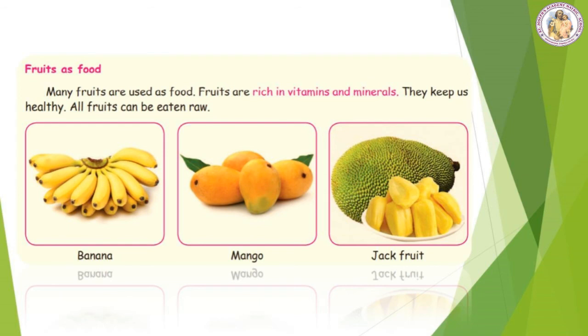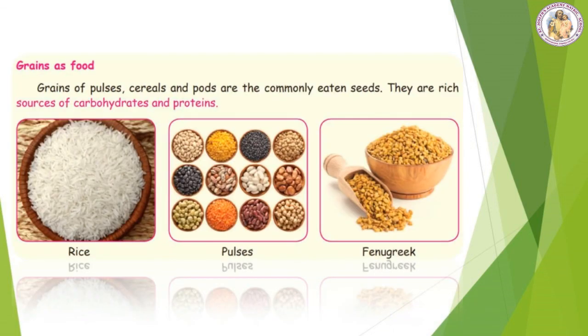Fruits as food. Many fruits are used as food. Fruits are rich in vitamins and minerals. They keep us healthy. All fruits can be eaten raw: banana, mango and jackfruit. Grains as food. Grains of pulses, cereals and pods are the commonly eaten seeds. They are rich sources of carbohydrates and proteins: rice, pulses and fenugreek.